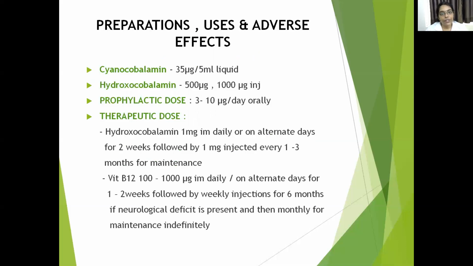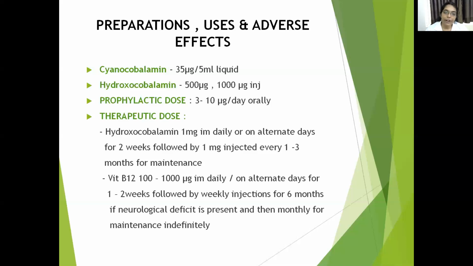What are the preparations, uses and adverse effects? Cyanocobalamin and hydroxycobalamin are the available commercial preparations. Cyanocobalamin is available as 35 microgram per 5 ml liquid. Then hydroxycobalamin is available as 500 microgram or 1000 microgram injection. So if you consider these two, as I said, we prefer giving hydroxycobalamin because it is more tightly bound and it is more retained in the body. Then prophylactic dose is 3 to 10 microgram per day orally. Only when it is necessary, it has to be given.